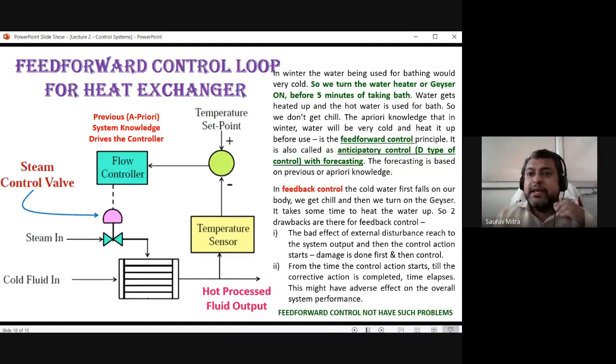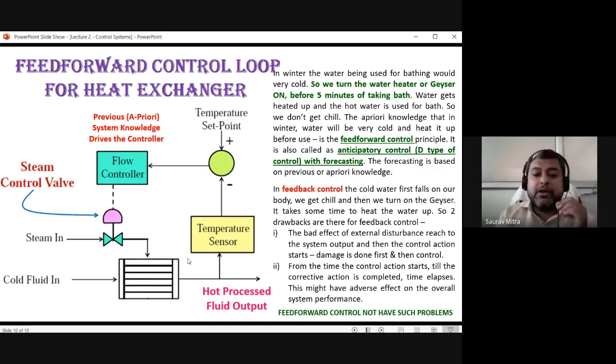I know the water is going to be cold in winter, so 5 minutes before entering the bathroom, I will start the geyser. So this is a flow controller. This flow controller will start the steam valve 5 minutes before, and cold water is coming in, but this flow controller is going to control the steam flow through this exchanger. So there's a heat exchanger. Whatever steam is coming will be flowing through this, and this water pipe is surrounded by the steam. In the heat exchanger, which is made of metallic pipes, the steam will give all the heat to the cold water, and hot water will be coming at the output.